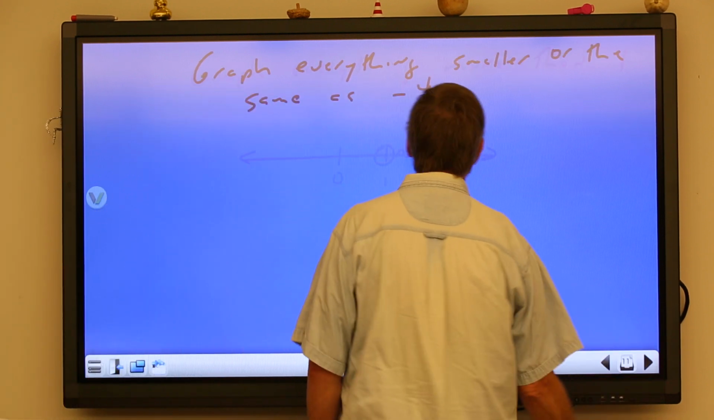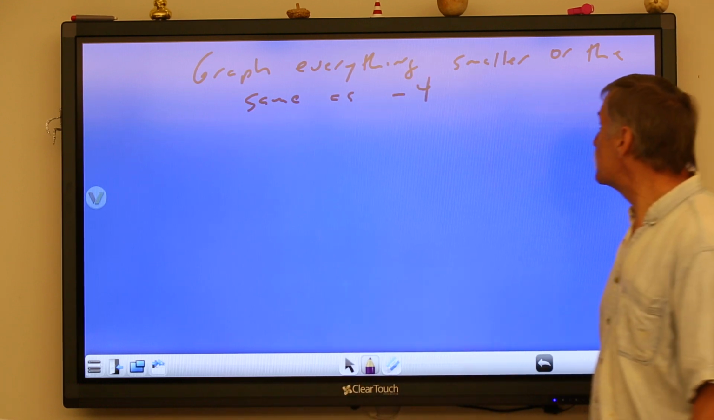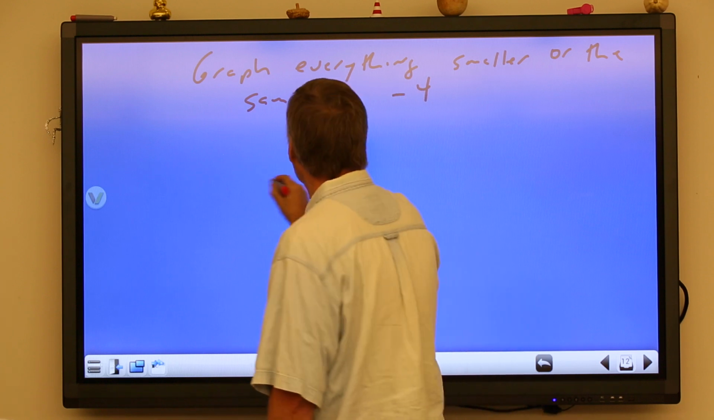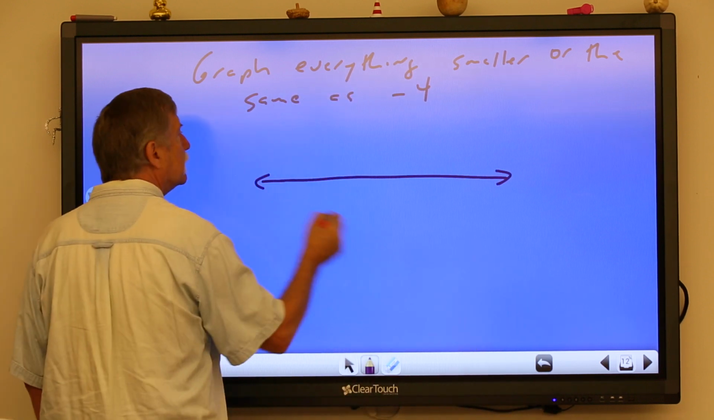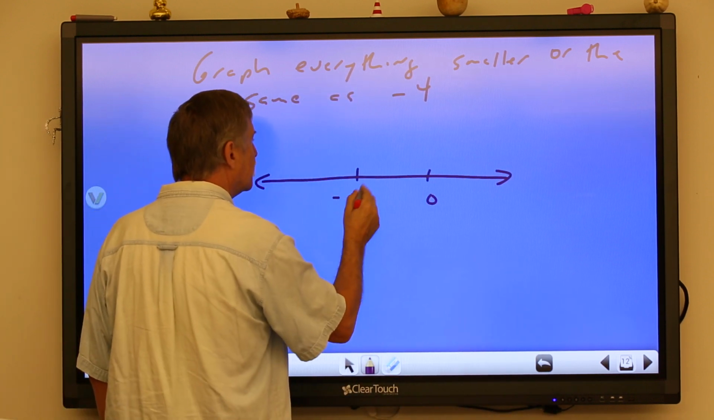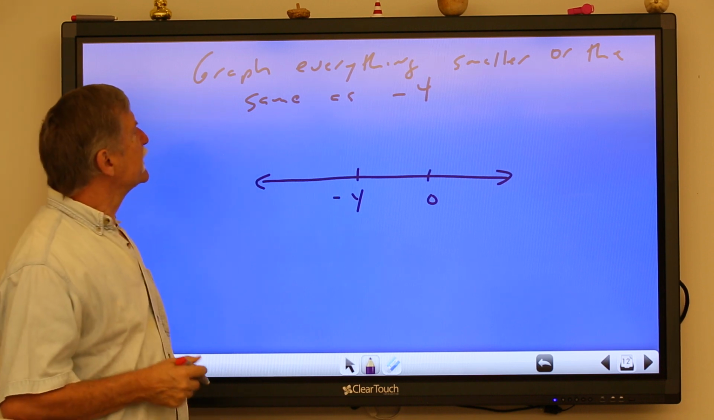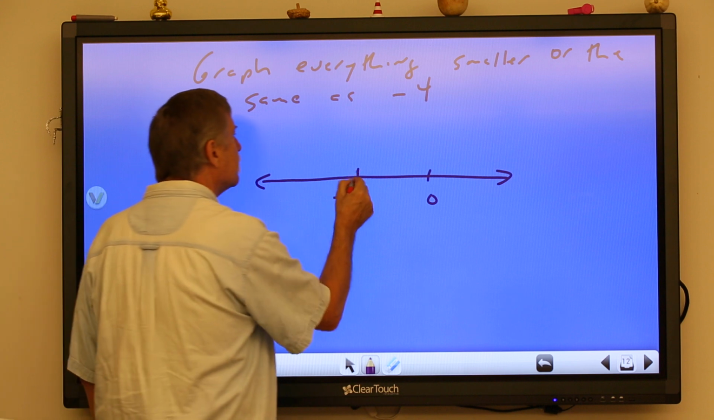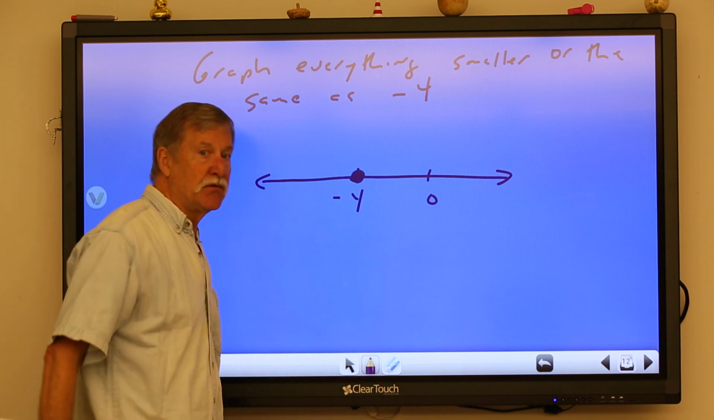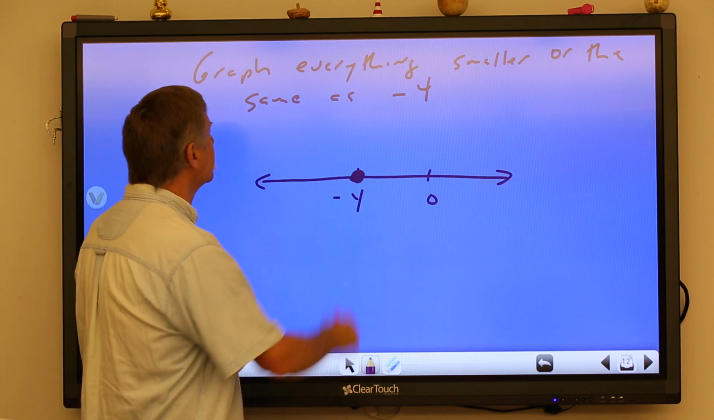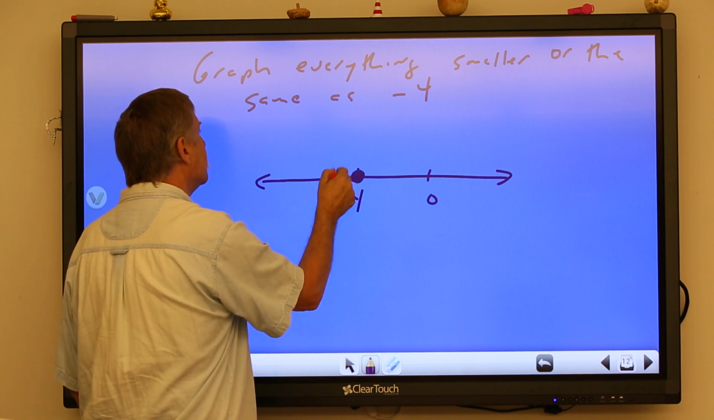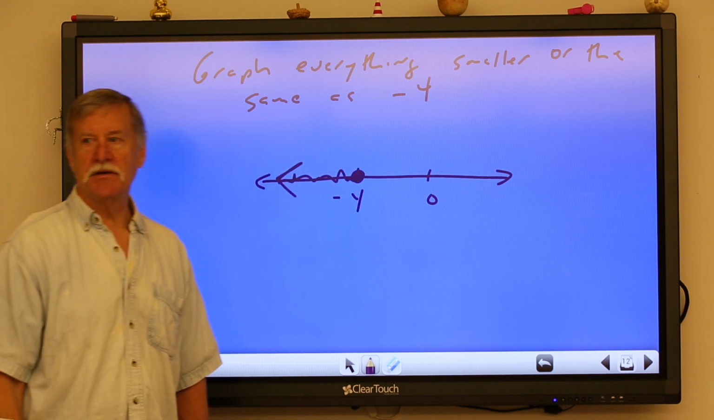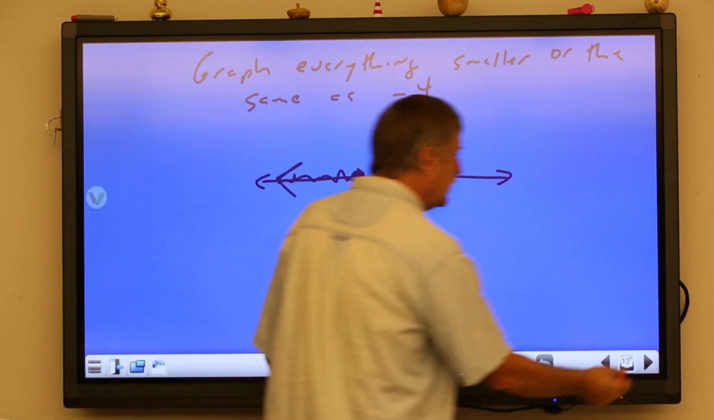How about something like graph everything smaller or the same as minus 4? All right, draw a number line, 0, minus 4. Everything smaller or the same as. So in this case, minus 4 works, so I'm going to use the closed circle on minus 4. And I want smaller than, so anything smaller is going to be to the left, and shade in that direction. And there we have it.